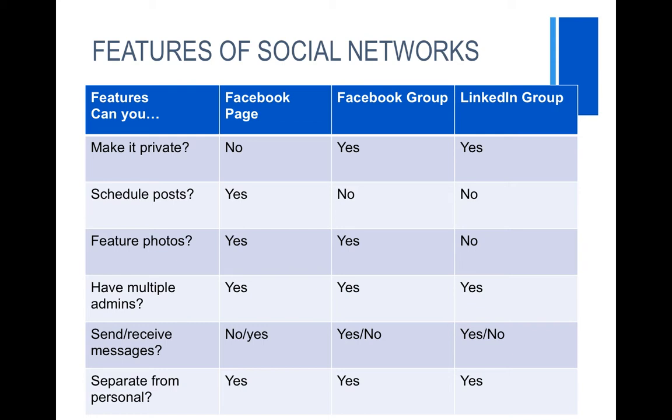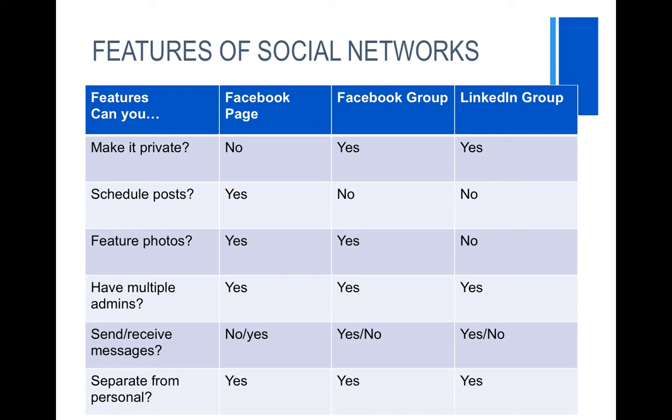You also have the option to schedule out posts, so that's great. You can think of a whole bunch of posts and schedule them out for the month. That's one option for you. It does have a prominent feature of photos. You can add multiple administrators. You can also send and receive messages via a Facebook page, very similar to email, except it's just within your Facebook page. And you can see all three of these types of networks. This is completely separate from your personal profile.